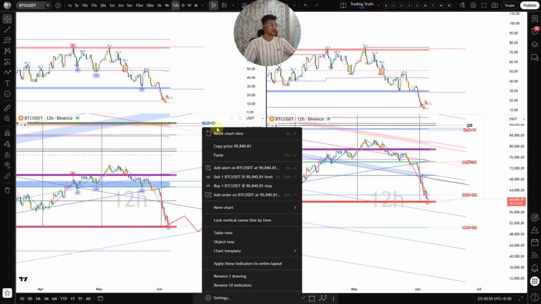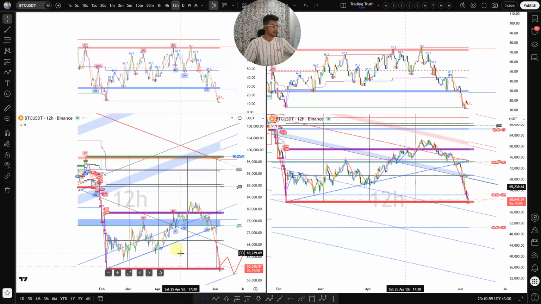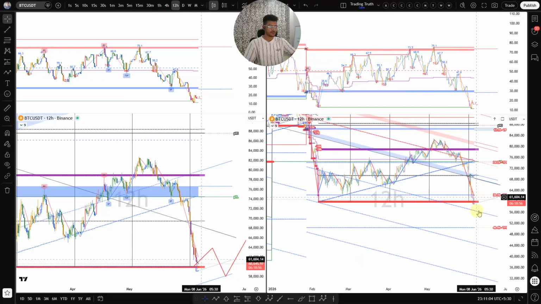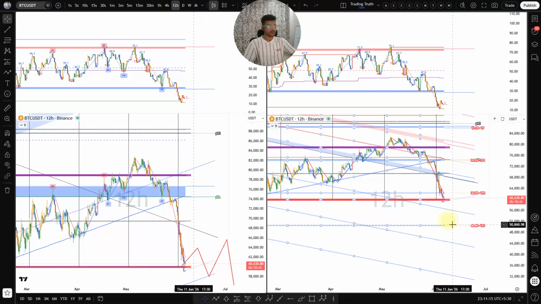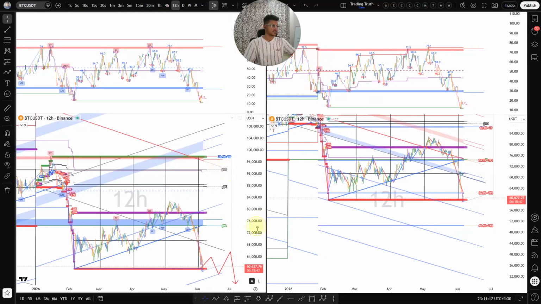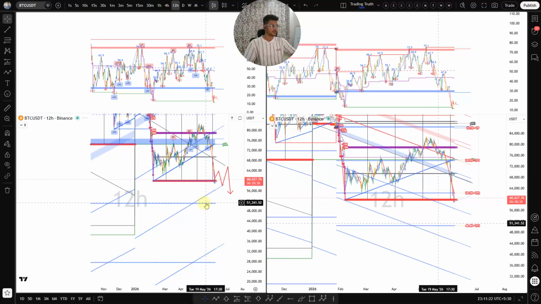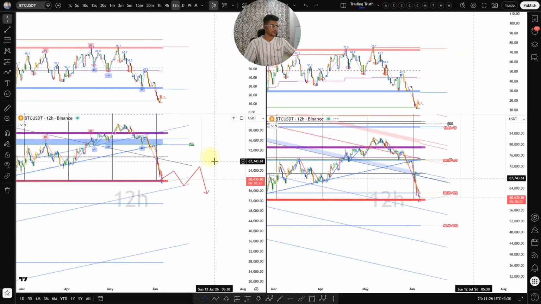So this is Bitcoin. Same story on 12 hour. There's not much time difference. There are a couple of resistance and support levels in the 12 hour that is also almost around 50,000. So yeah, this is strong support there. I think market is trying to go there one way or another. It might go there.